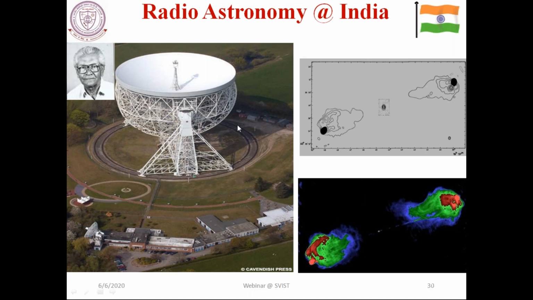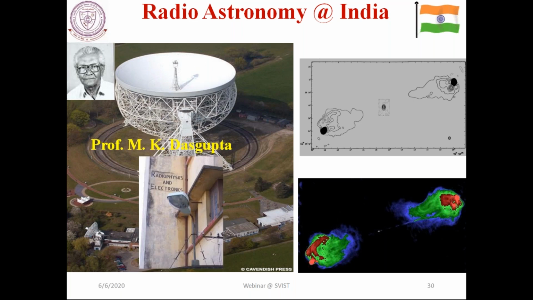I think Professor Sarkar may already have known his name. He is one of our professors, Professor Mrinal Kanti Dasgupta, or N.K. Dasgupta, from the University of Calcutta Radio Physics Department. He carried out all these calculations sitting in our department. I am showing you one of the snaps of the Radio Physics Department at Calcutta University, taken by me long ago.